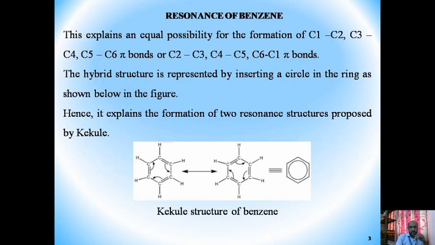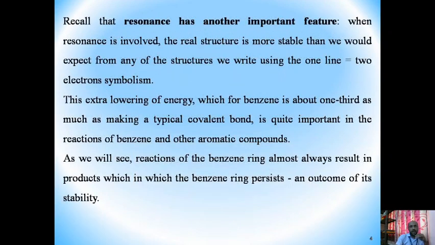These two structures are both resonance structures, and the final structure is known as the resonance hybrid. Recall that resonance has another important feature. When resonance is involved, the real structure is more stable than we would expect from any single contributing structure. We write a line for a double bond, meaning that one line indicates it contains two electrons.